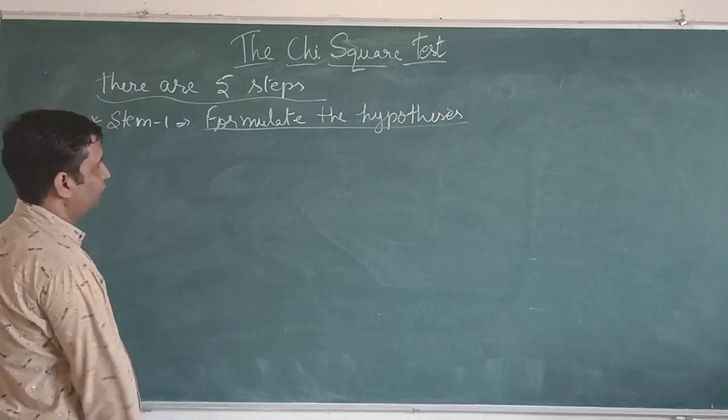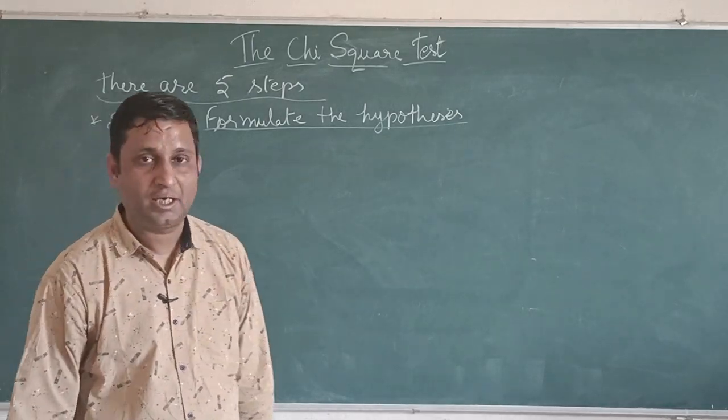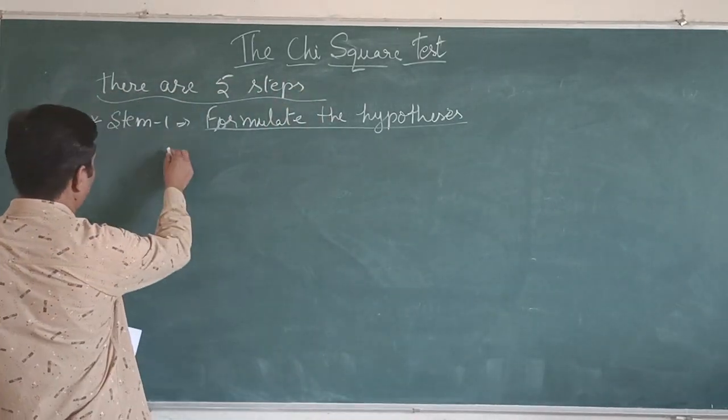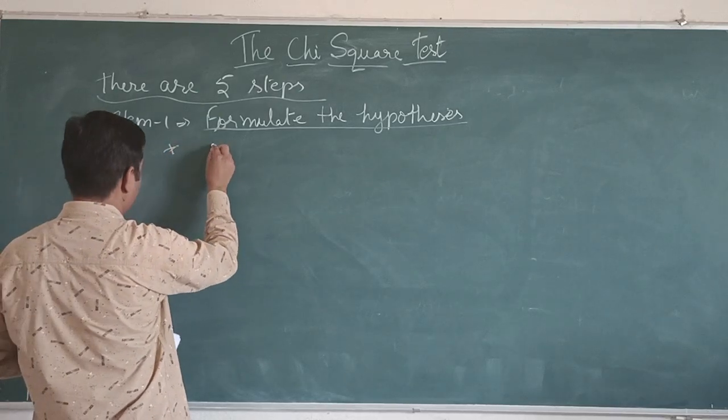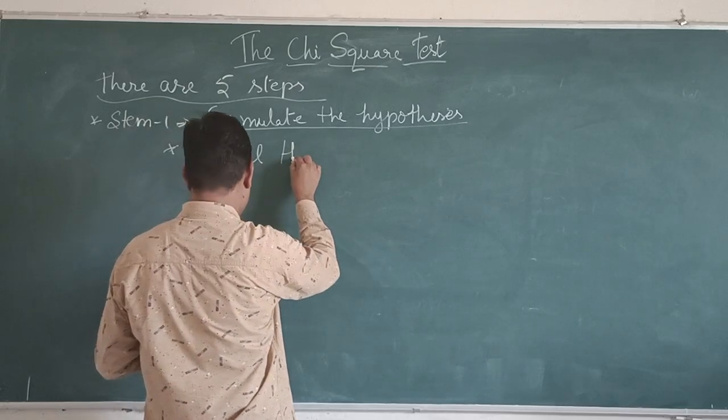For that we will go through the 5 steps. One of them is known as formulating the hypothesis. In it we will use some methods. One is known as the null hypothesis.